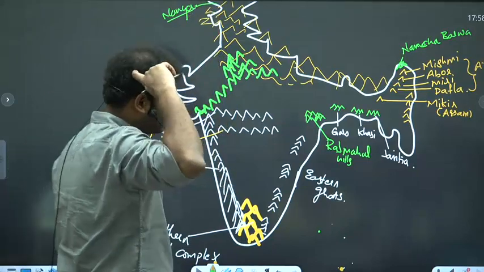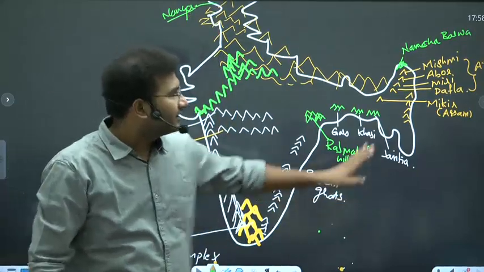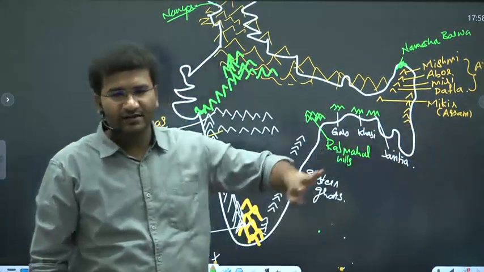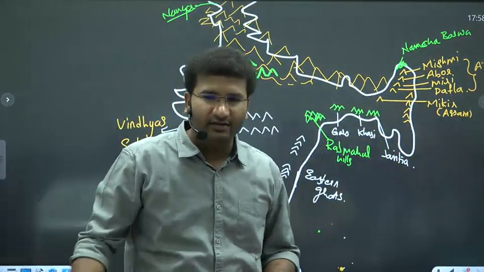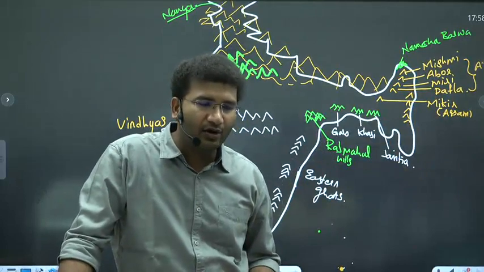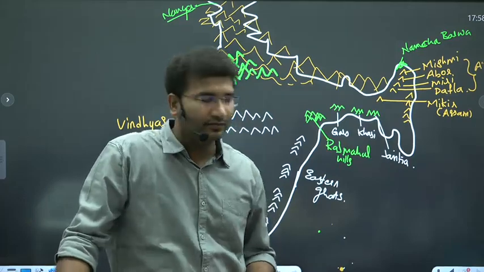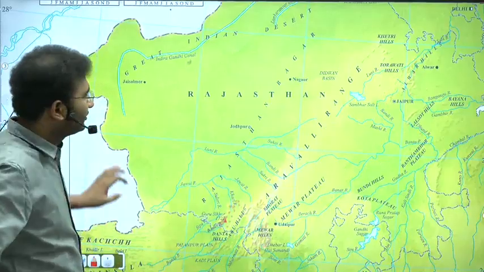So, apart from this, the hills that are found, Naga Hills, Manipuri Hills, Mizo Hills, all of them together are called Purvanchal Hills or Patkai Bum. Open your atlas and look into it. Let me show you.